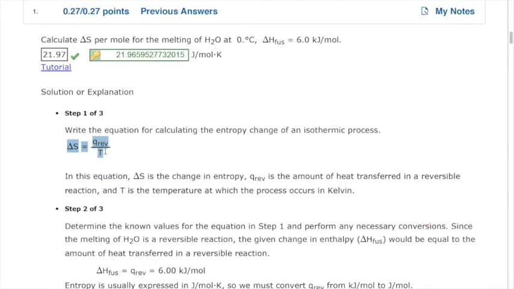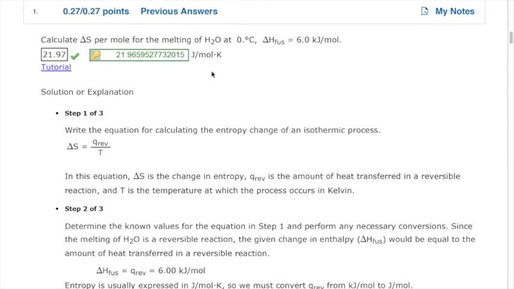Here, delta S can be calculated. This is Q reverse in the numerator and temperature in the denominator. Don't be distracted by reverse here. It's sort of a formality. It comes out of thermodynamic theory. Basically, this is the heat change for a reversible reaction. But we can just ignore that and know that Q here represents heat change.